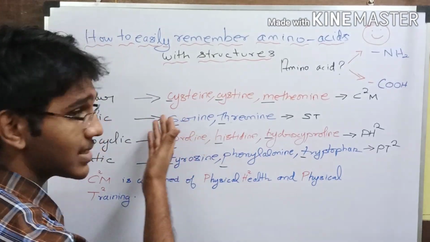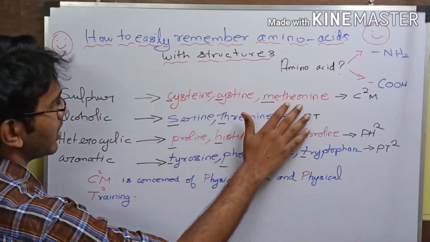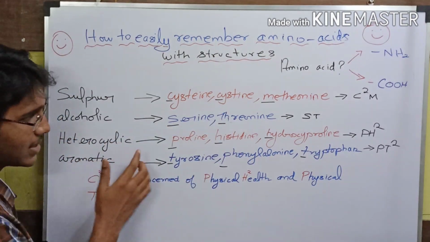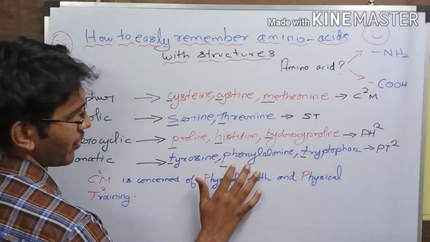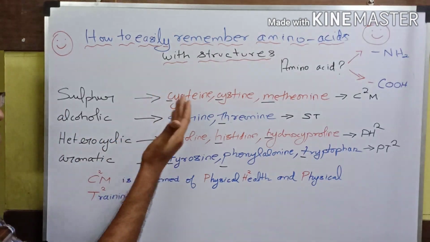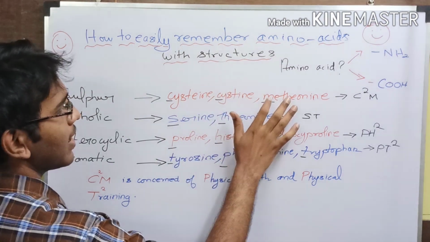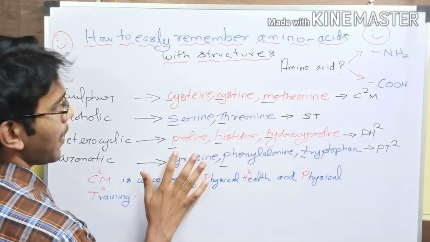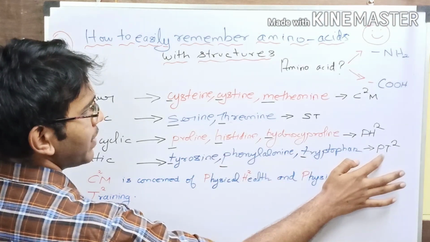Now we are here with the second set of classes of amino acids: sulfur-containing amino acids, cysteine, cysteine, methionine; alcoholic amino acids, serine and threonine; heterocyclic amino acids, proline, histidine, hydroxyproline; and aromatic amino acids, tyrosine, phenylalanine and tryptophan. We will be taking only the first letters: cysteine, C, cysteine, C, and methionine, M. So, 2C, 1M. In the same way, S, T, P, H, H, 1P, 2H and TPT, 1P, 2T.